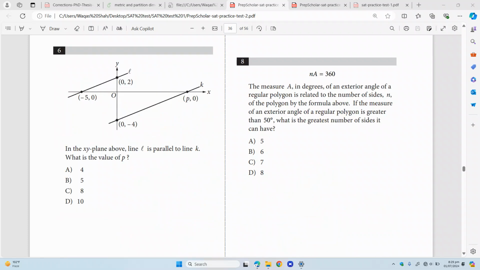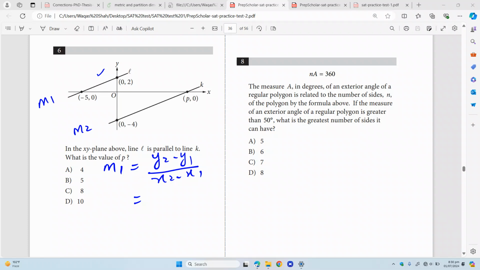In question 6, in the xy plane above, line L is parallel to line K. What is the value of p? When two lines are parallel, their slopes are equal. So in this case, both lines have the same slope. It means that we have to find the slope of this one, which will be m1, and the slope of this one will be m2. We have m1 equal to, the formula is (y2 - y1) divided by (x2 - x1). That is the formula for finding the slope of a line when two points are given.